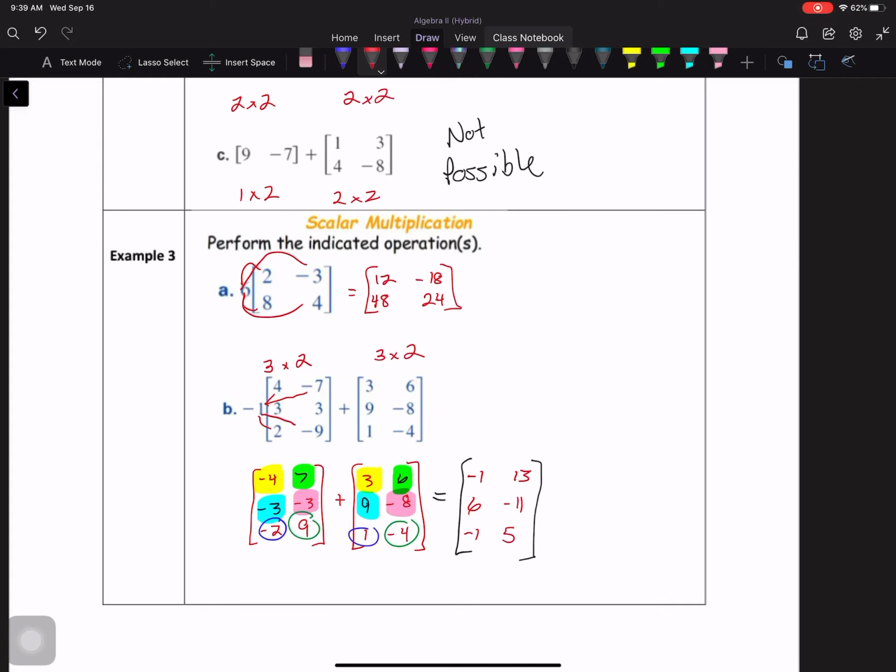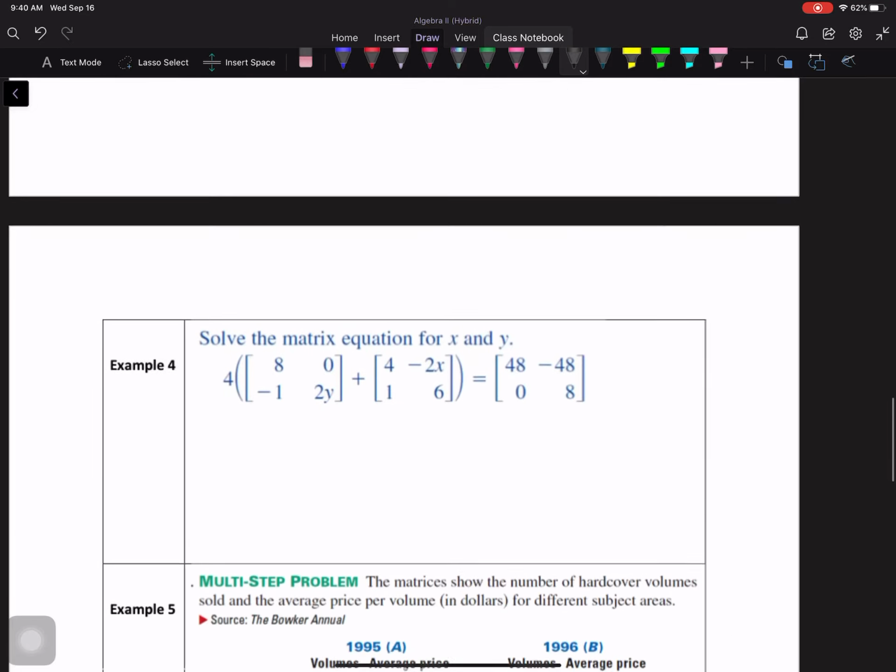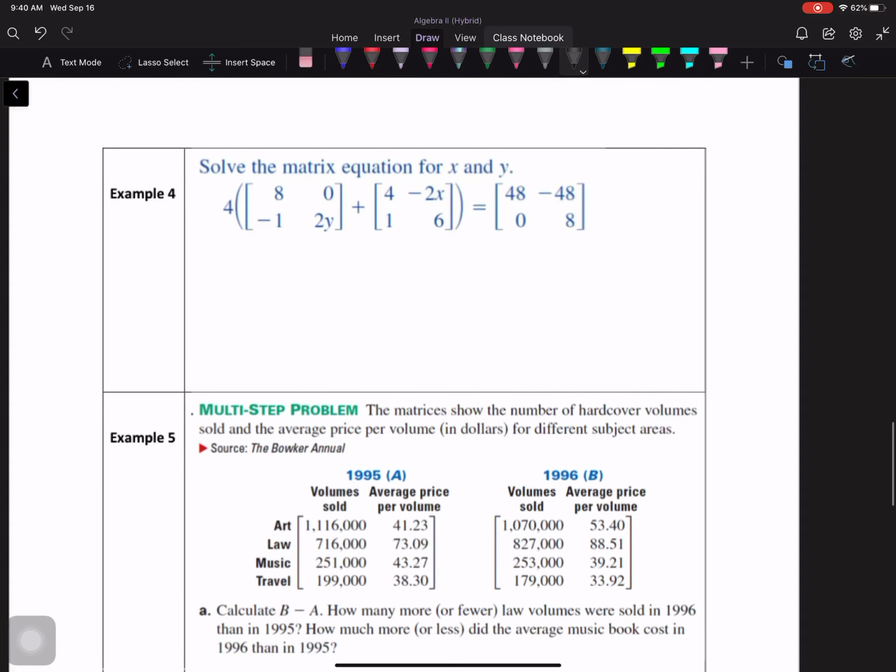So that's kind of just how you do a combination of both. Again, it comes back to order of operations, PEMDAS: parentheses, exponents, then the multiplication. That would be scalar multiplication in this case until we start matrix multiplication. And then we go ahead and add. And as far as matrix operations go, this is about as difficult as I can make it. We'll take a look at one more here.